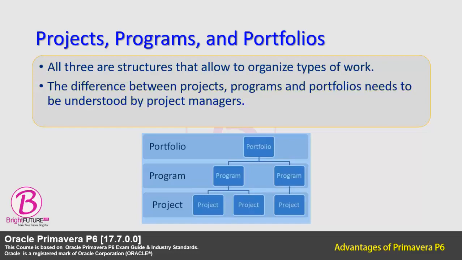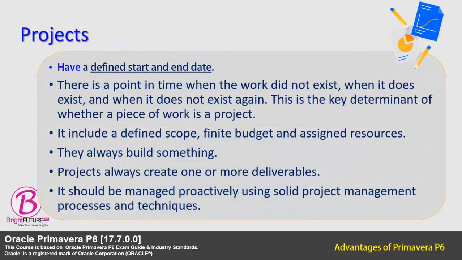First one, projects. Projects, by their definition, have a defined start and end date. There is a point in time when the work did not exist, when it does exist, and when it does not exist again. This is the key determinant of whether a piece of work is a project. Projects also include a defined scope, finite budget, and assigned resources.